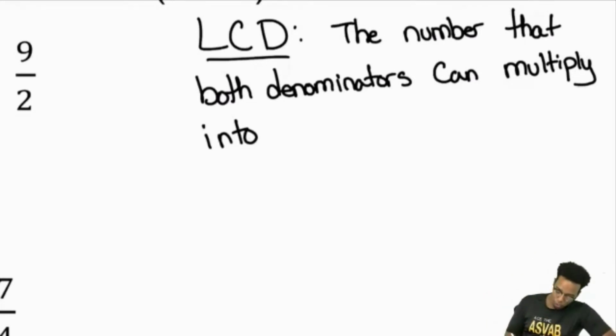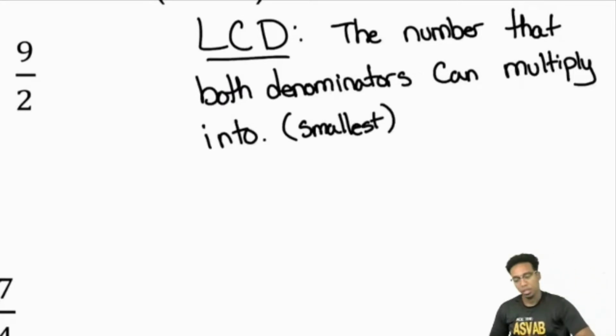So I want you guys to go and write that down. Least common denominator, the number that both denominators can multiply into. And so we want to say the smallest one, because that's what makes it least. So smallest right there. So let's add that in.